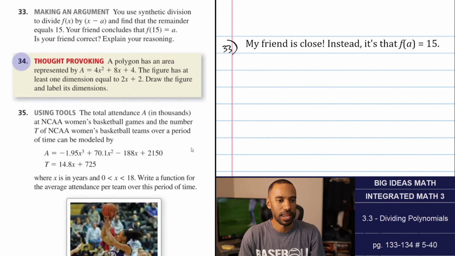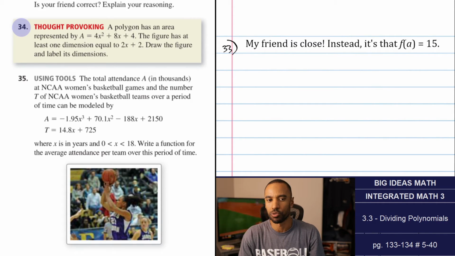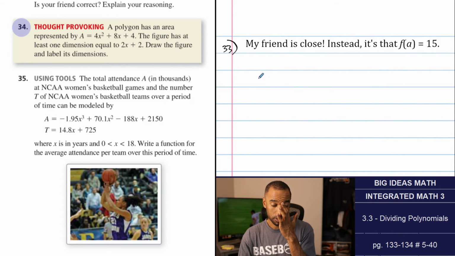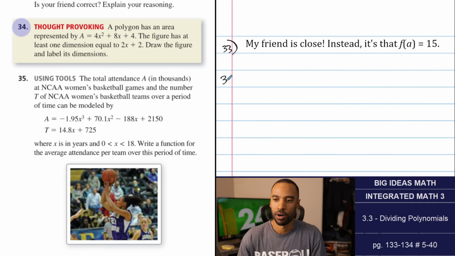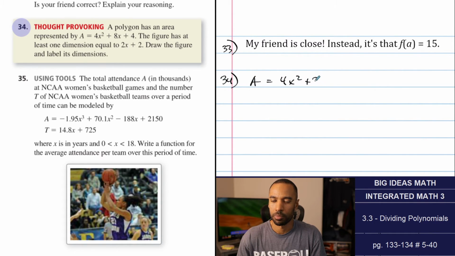Number 34, thought-provoking. A polygon has an area represented by a equals 4x squared plus 8x plus 4. The figure has at least one dimension equal to 2x plus 2. Draw the figure and label its dimensions. So one dimension, let's call it the width. I don't know if it's width or length yet. I don't care. But width is 2x plus 2.